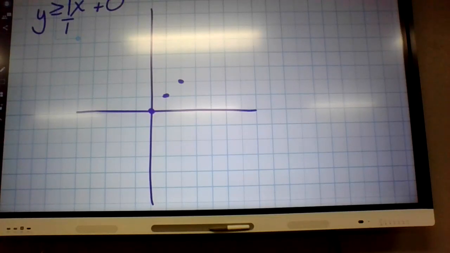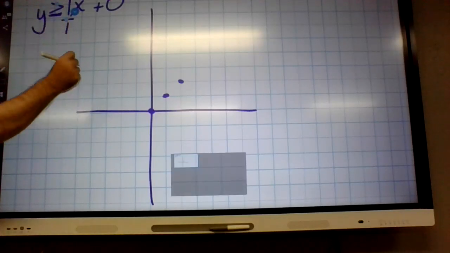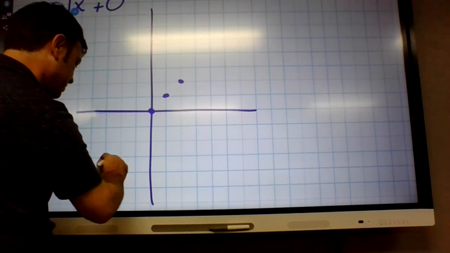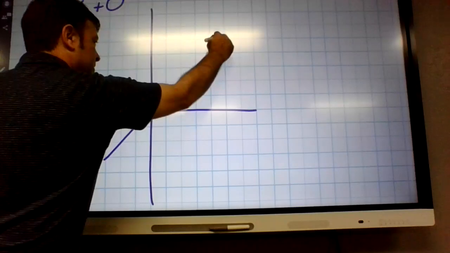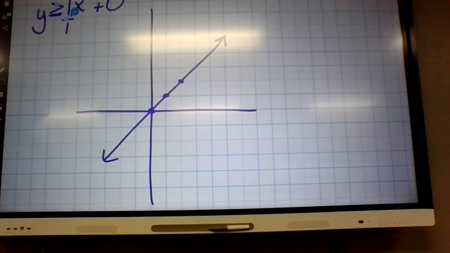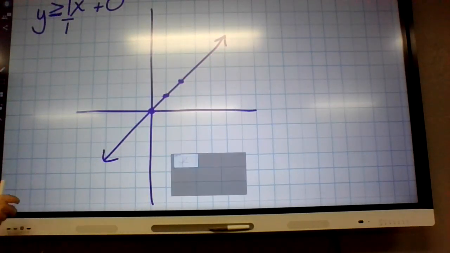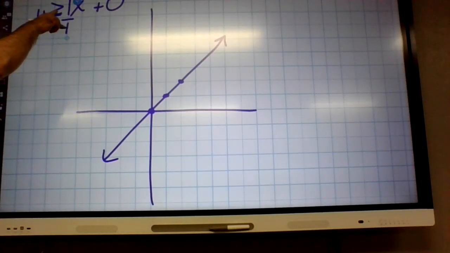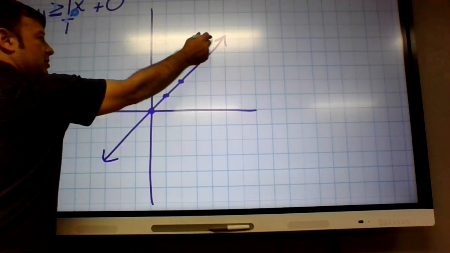But is the line solid or dashed? Solid, because there's an equal to symbol under this, which means the line is part of the solution. Are we shading above or below? Above, because this is y is greater than, so we're going above.